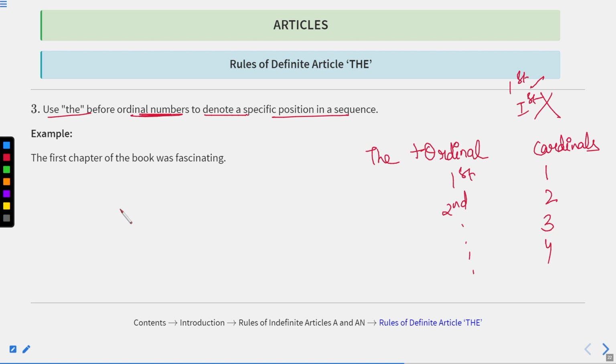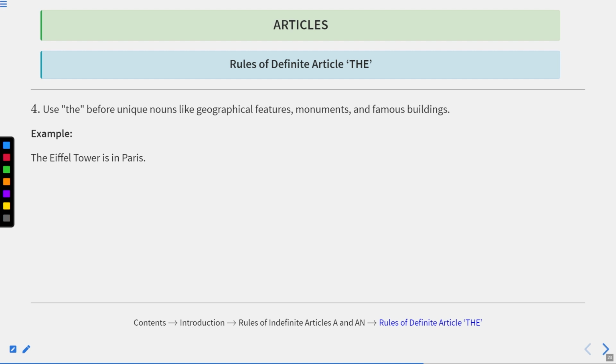So the first chapter of the book was fascinating. It means it was very good. So first is the ordinal number before which we have used the. Okay. Now let us move to the next one. Use the before unique nouns like geographical features, monuments, and famous buildings. For example, the Eiffel Tower is in Paris. Now we know well that Eiffel Tower is the name of a monument. So before that, we need to use the. The Taj Mahal, the Qutub Minar, the Gateway of India, whichever is the monument or the name of the monument, we should use the before it.